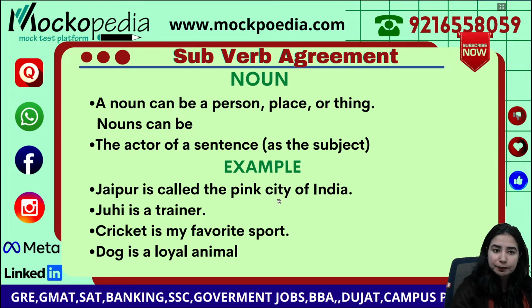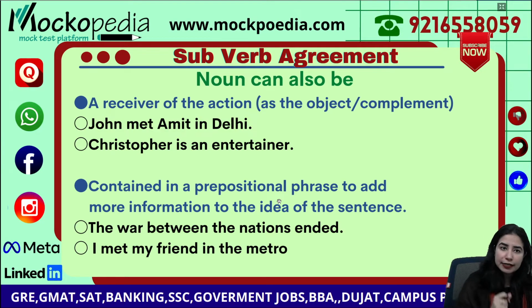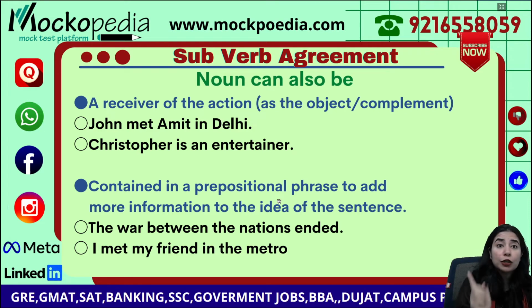Let's proceed further. Now, noun can also be the receiver of the action. So when we talk about receiver of the action, it is something which receives the task done by the subject. Let's consider some examples. So pick the first example. John met Amit in Delhi. So what is the subject? John is the subject and Amit is the object. Amit is again the noun, but John is meeting Amit. So Amit is receiving the action. So Amit acts as the object of the statement. I hope we are clear with the example.